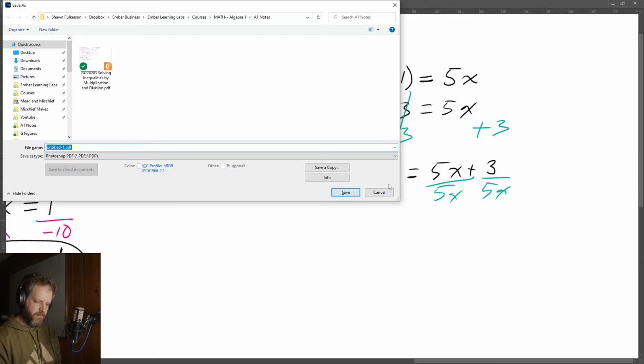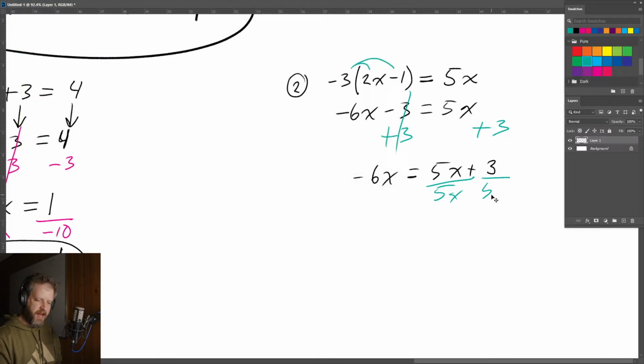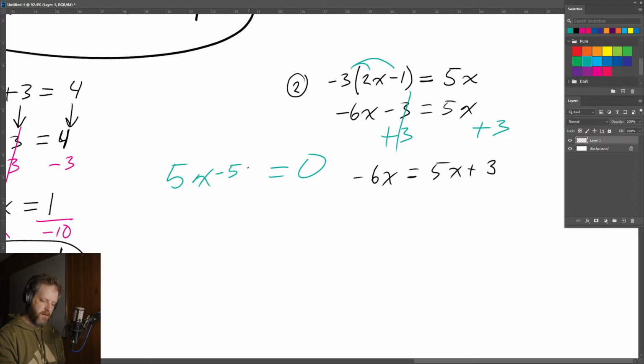That's the same problem. I'm trying to move the 5x. That's what I'm trying to do. If I want to take 5x and turn it into 0, what would I do, y'all? Subtract it. You would subtract it. So minus 5x, and if we do it on this side, we've got to do it on this other side too.